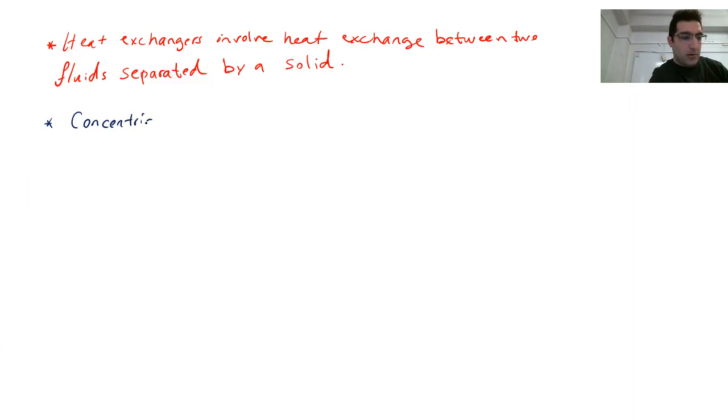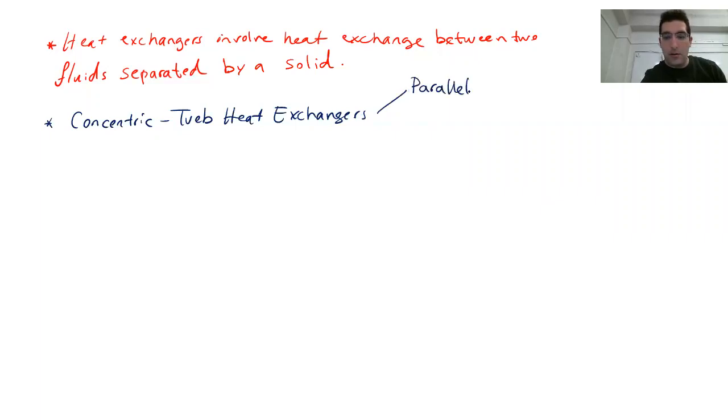concentric tube heat exchangers, that they divide into two different types, parallel and counter flow types. So parallel flow and counter flow. And what do we mean by that?